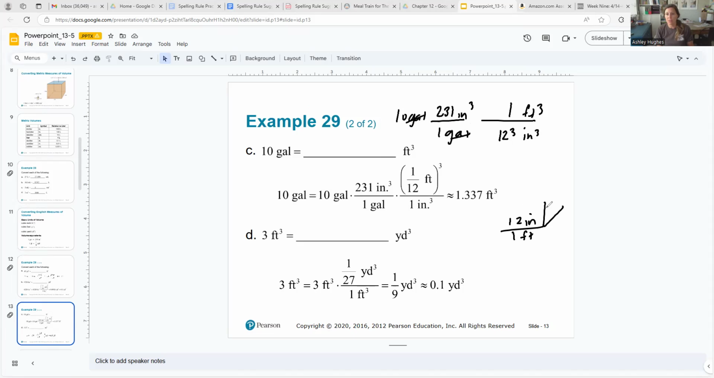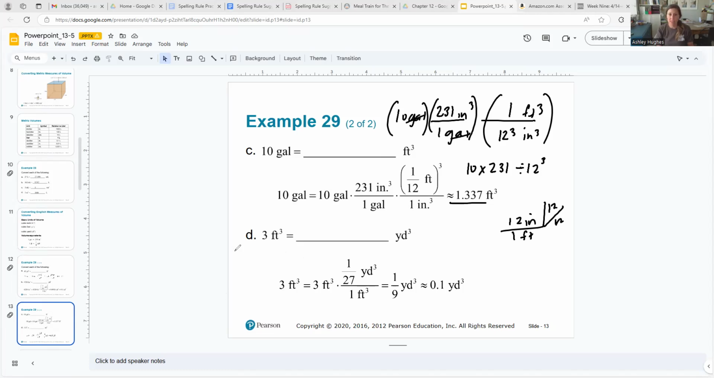And if you do cubed, you have to do 12 times 12 times 12. And so you're going to be multiplying 10 by 231 and then dividing by 12 cubed. So it's 10 times 231 divided by 12 cubed. And when you do that, you're going to get 1.337.